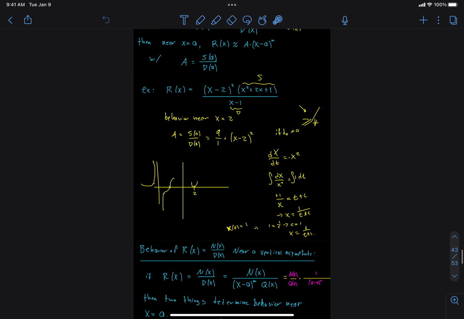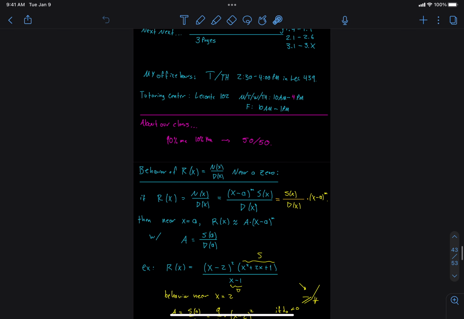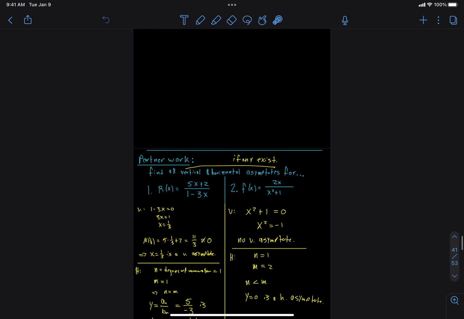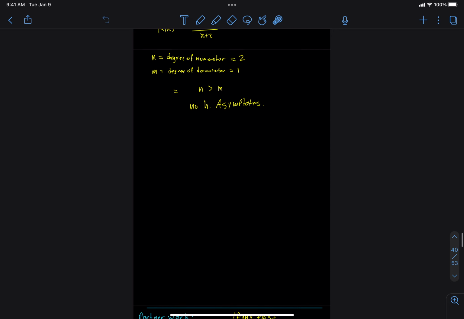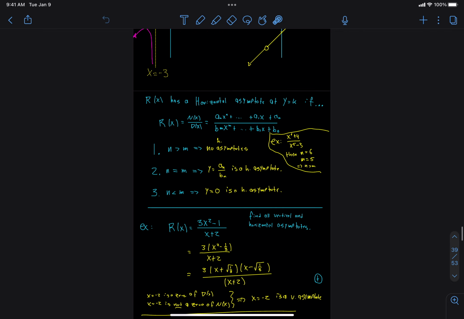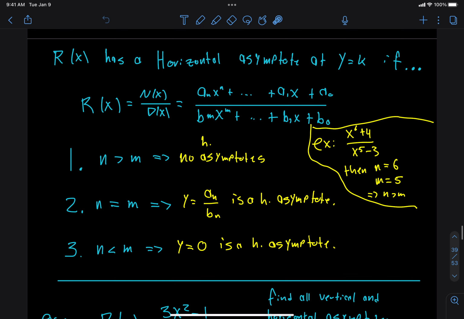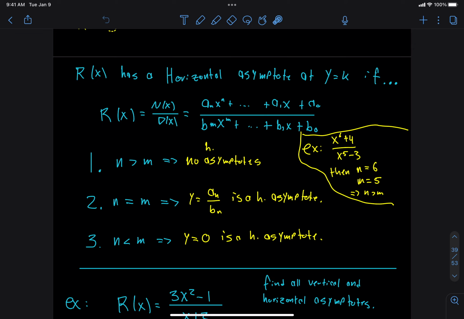This one I'd probably recommend knowing. You mean like for more? Like for chapter 2. For all of chapter 2. Yeah, let me look through. I mean, this would be a good thing to put on your formula sheet as well, regarding whether you have horizontal asymptotes or not.